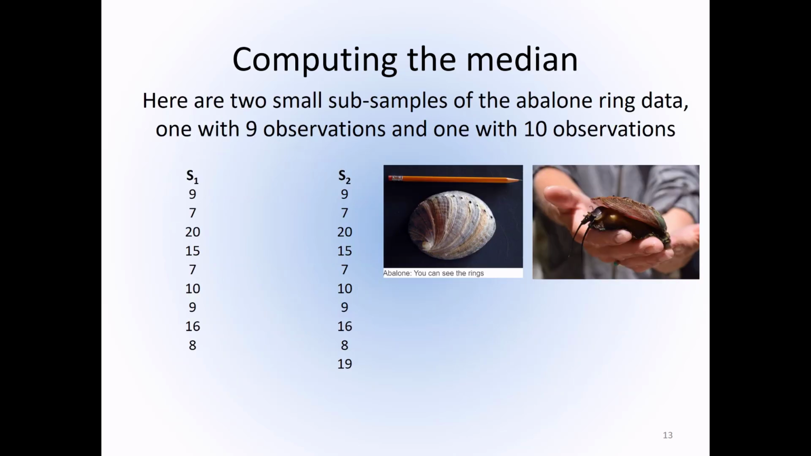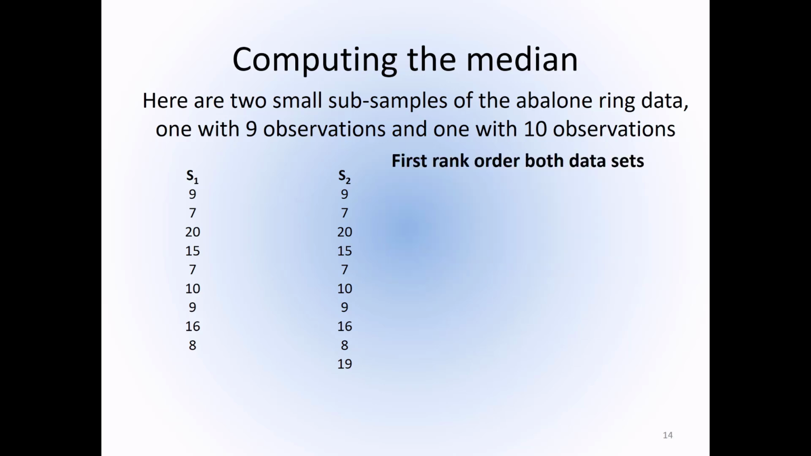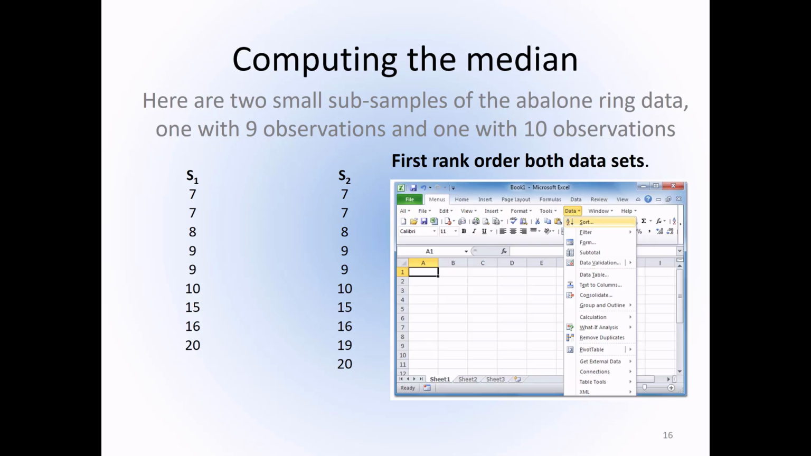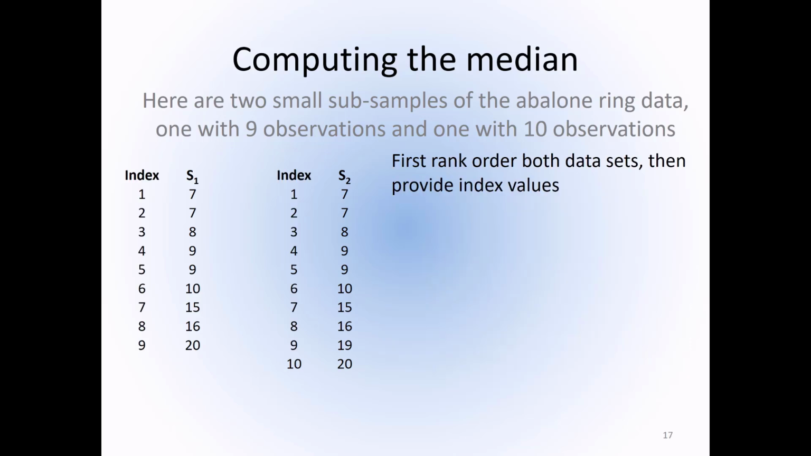So how does this actually work? Let's look at two different subsamples of our abalone ring data, one which has 9 observations, one that has 10 observations. So before we compute the median, the first thing we need to do is rank order our data sets, organizing them from smallest to largest, so we can go ahead and do so. In Excel, you can use the data sort application in which to do this rather than doing it by hand. So after we've done this, we can provide some index values for each one of our observations to make it a little bit easier on ourselves. This isn't necessary, but it'll save you counting the values.